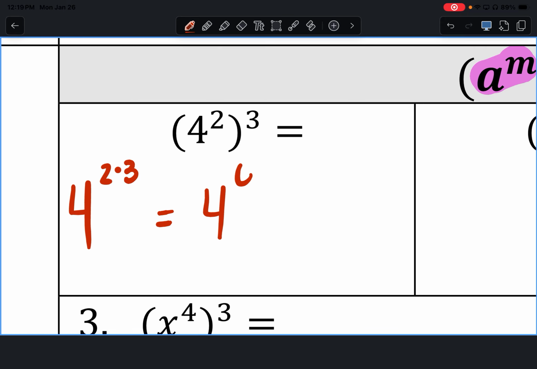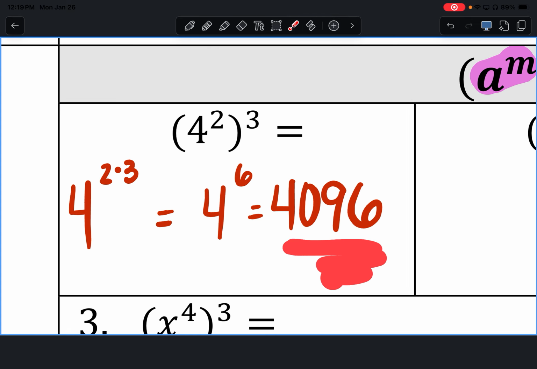So 4 to the 6th. Somebody with a calculator, tell me what 4 to the 6 is. 4,096. If it's a number you can write like that, yes. If we can write it as a number, yes. If we can't, then don't. Okay.